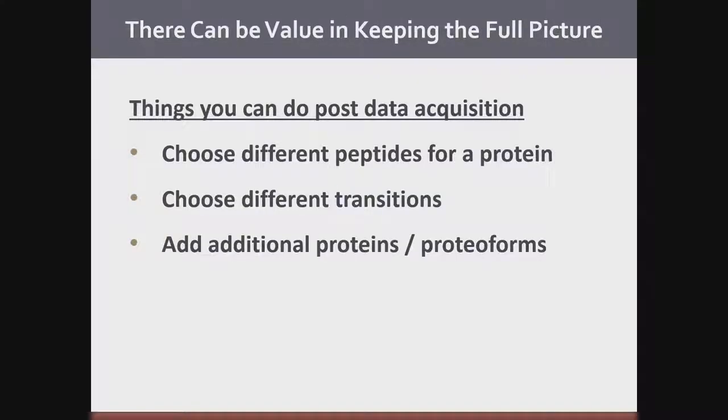So things that you can do now post-acquisition, you can choose different peptides for a protein. Let's say certain peptides don't show very good correlation with disease. Maybe there are different proteoforms than what was expected. You could choose different transitions. Let's say a couple of transitions had interferences, so you can go back and pick different transitions. You can't do that by selective reaction monitoring. You could add different proteins or proteoforms as they become known.